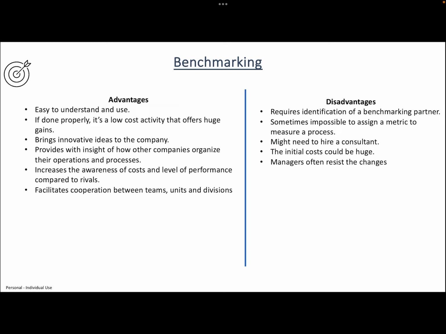What is the advantage of using benchmarking? Easy to understand and use, right? It is already done by someone. You have to just go through that and read it. It is very easy. And if it is already successful, then it is a low cost activity for us because already people have invented the entire process. Take that, modify it, and use it. Okay. So it will bring innovative ideas to the company.